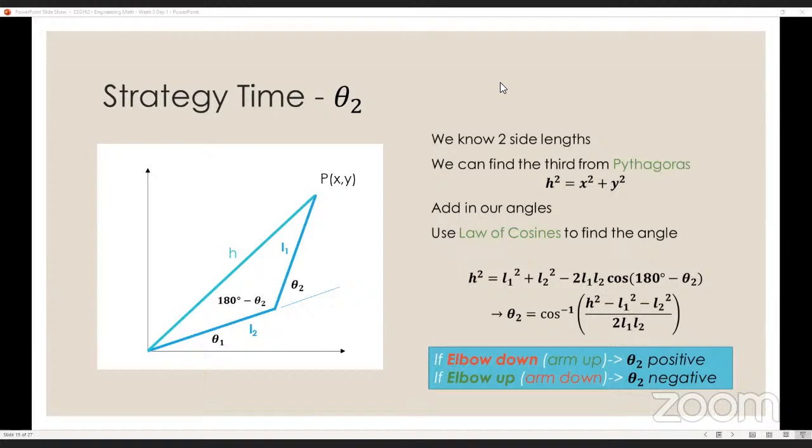I don't know why I just thought of this, but elbow down is like the gun show. And it's like that. This is elbow down, right? I guess they're both the gun show, so it doesn't really matter.